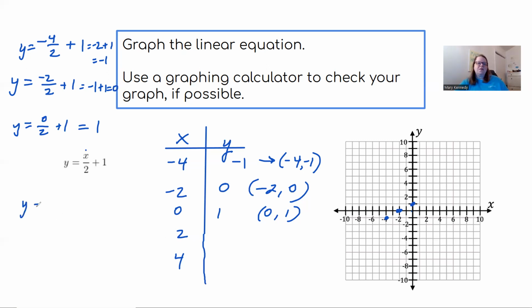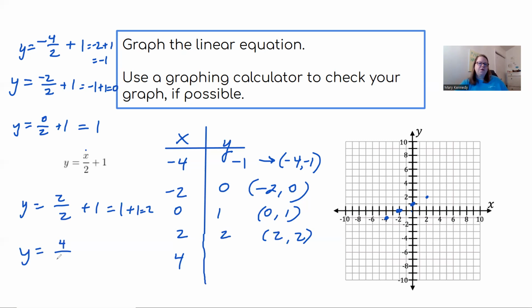All right, y equals 2 over 2 plus 1, substituting the x value for x. 2 divided by 2 is 1, plus 1 is 2. So at 2, we get 2. So right 2 and up 2. Notice that you can see a nice line forming here.